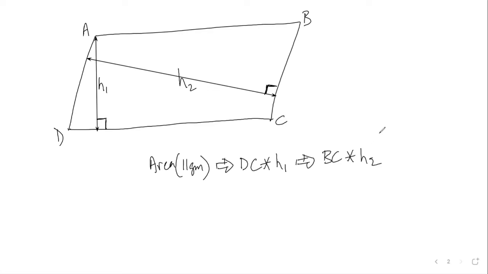Sarthak, is it still confusing? No, sir. See, another way of writing this, because DC is equal to AB, is AB into H1. And BC is equal to AD, so I can also write this as AD into H2. Are we getting confused?